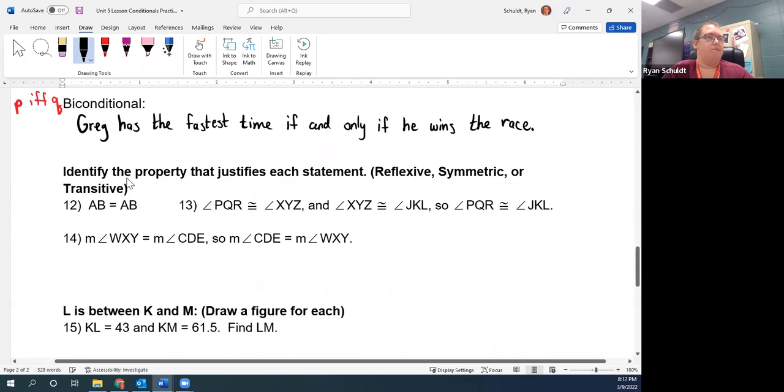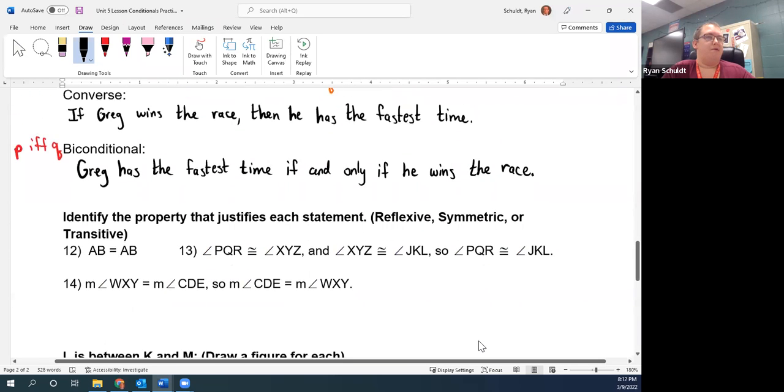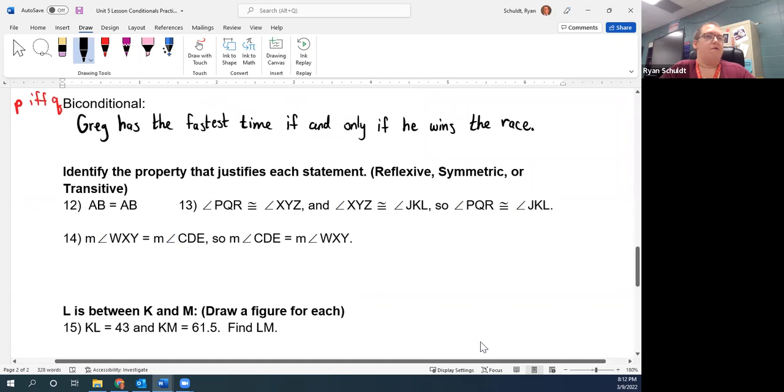Okay. Keeping it moving. So they want us to identify the property that justifies each statement. Now, I realize we haven't exactly gone through these this year. We haven't talked about our properties. However, if you pay attention, you should be able to get these on the assignment.